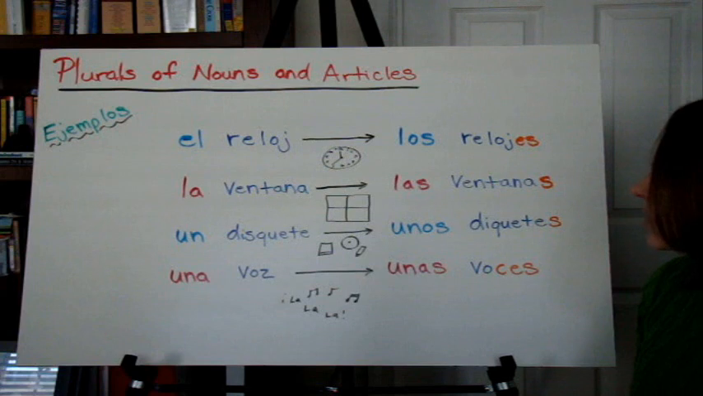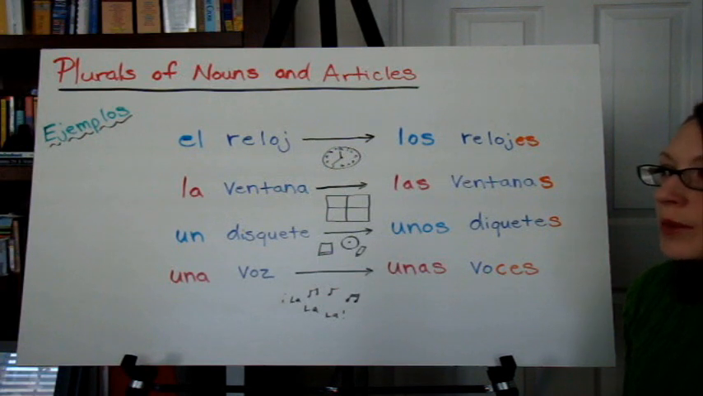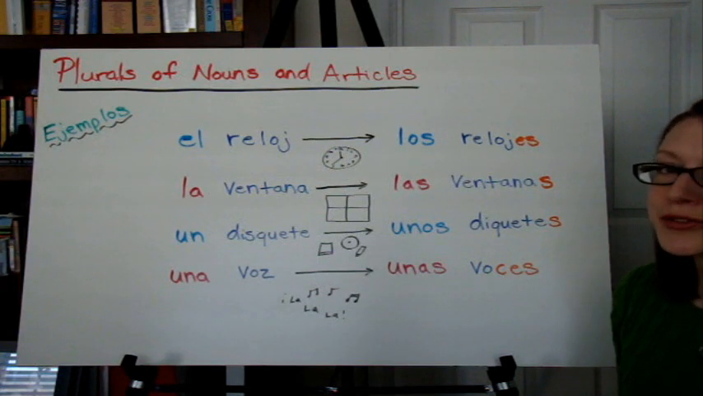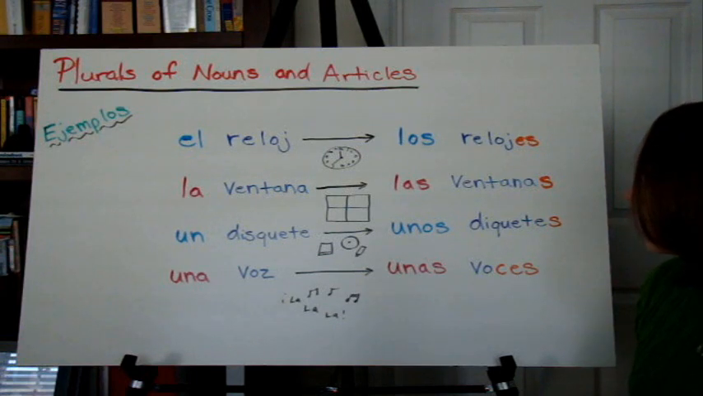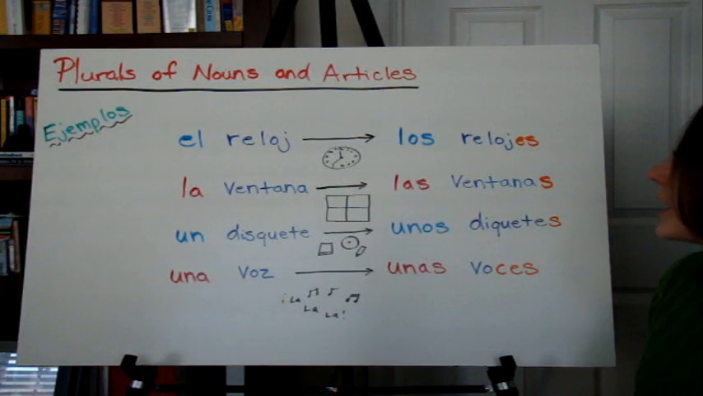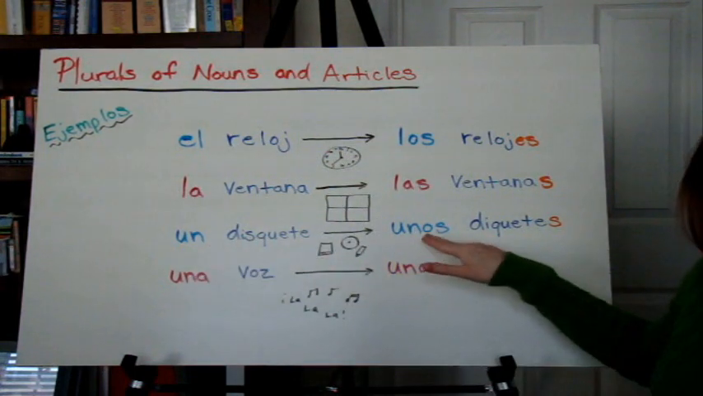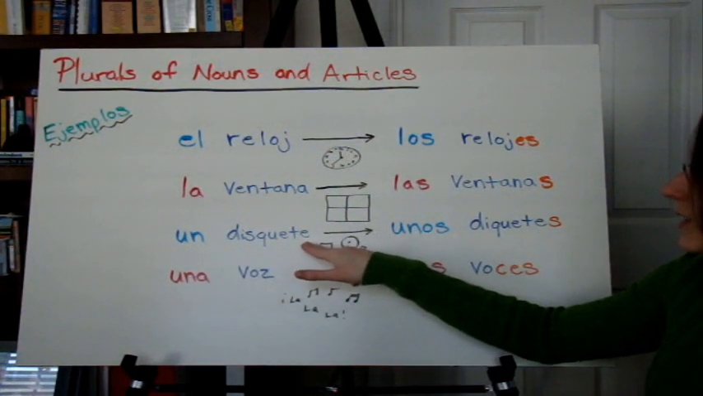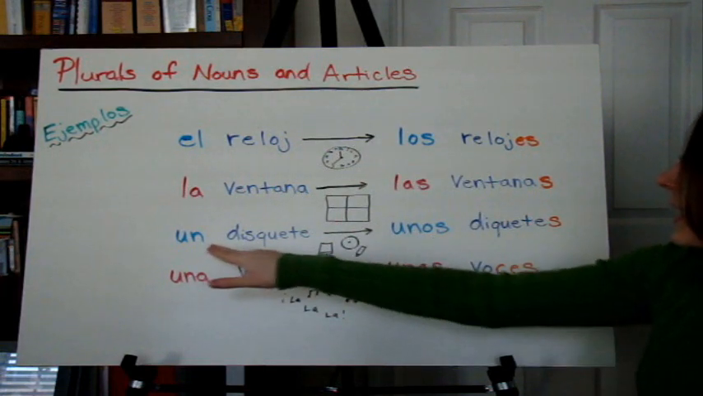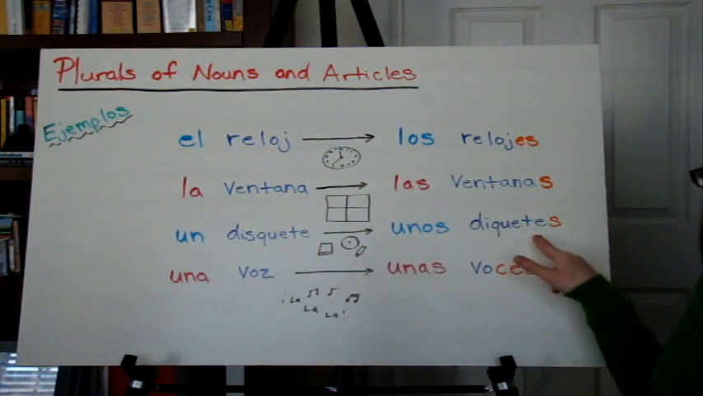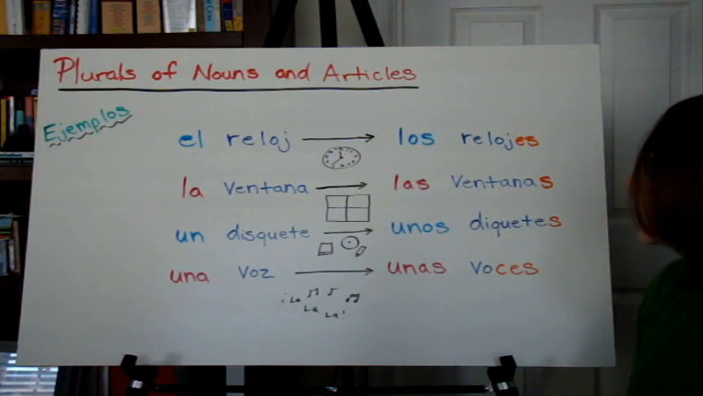Un disquete, which is a computer disk or floppy disk. We're kind of out of using floppy disks, so it would probably be a USB or a computer disk at this point. Anyway, un is going to become unos, and disquete ends with a vowel again, so we're going to add S. Unos disquetes. A disk, some disks, or a few disks.